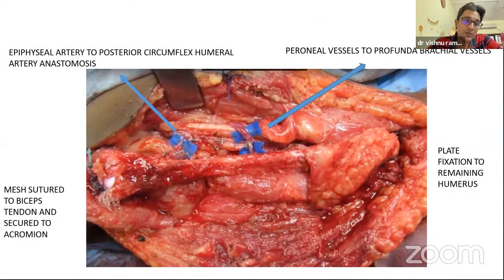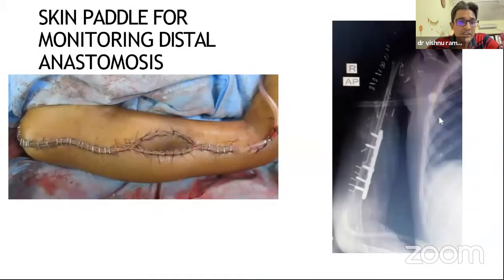Here we can see the anastomosis, where the peroneal artery is anastomosed to the profunda brachii artery, and the epiphyseal artery was directly anastomosed to the posterior circumflex humeral artery. We sutured a mesh to the biceps tendon, secured it to the acromion, and secured the fibula to the humerus with a plate. Next slide. We used a skin paddle for checking the vascularity of the distal fibula. And here you can see the immediate postoperative X-ray.